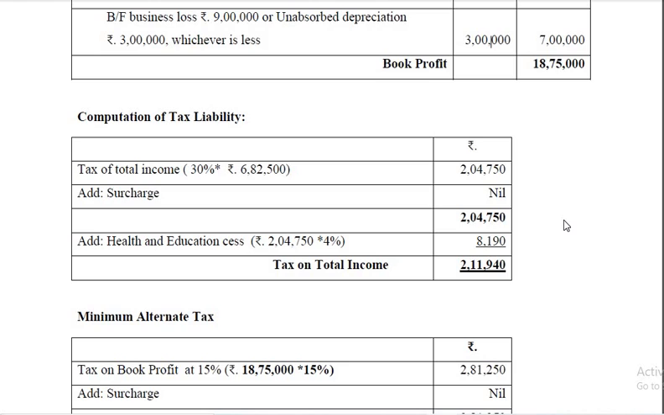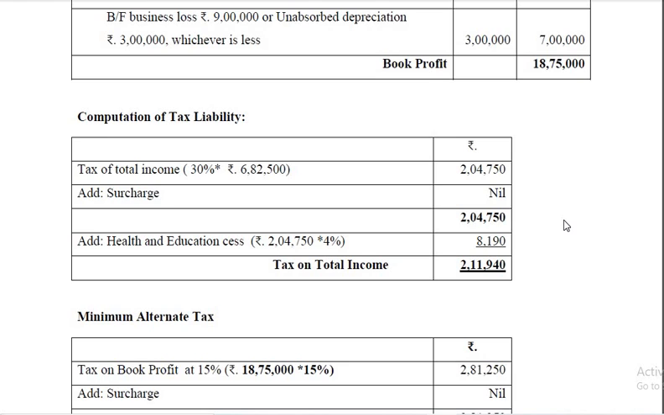Now we have to go. So in this problem, first you are calculating business income, total income. Then you are calculating book profit. Third one, you have to calculate the tax liability applying MAT. So here what you have to do, first you have to calculate the tax on total income. Then you have to calculate tax on book profit. Then you have to compute the tax liability.